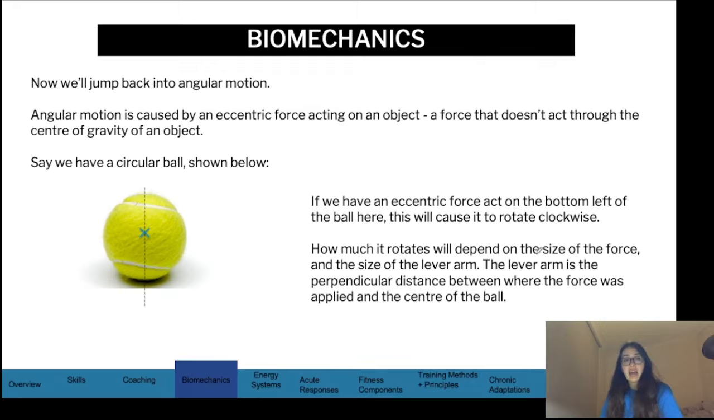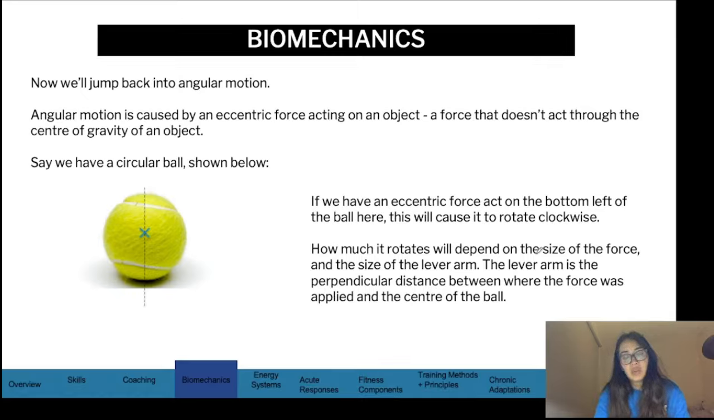Okay, now we'll jump back into angular motion. This is caused by an eccentric force acting on an object, a force that doesn't act through the center of gravity of the object. Every year I think, oh, I need to have a tennis ball, and I don't. I do have this. It's a hamster ball. So we have a circular ball as shown.